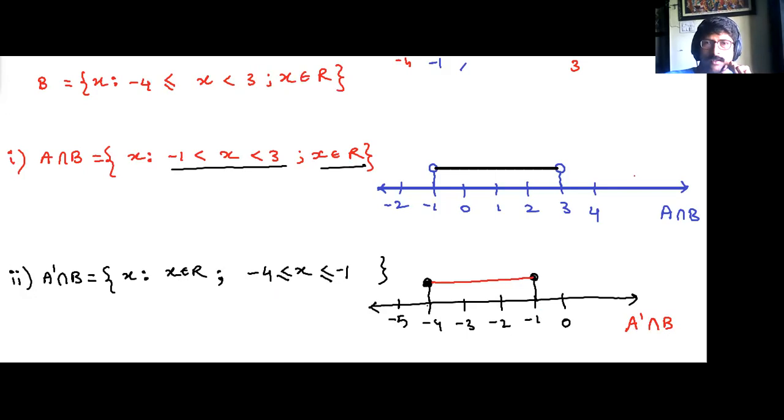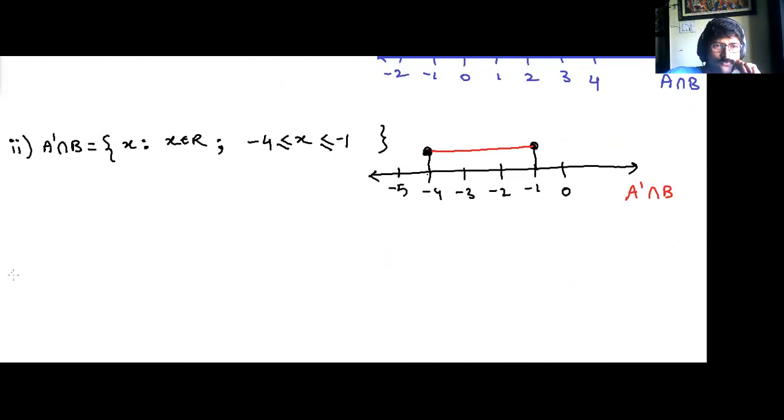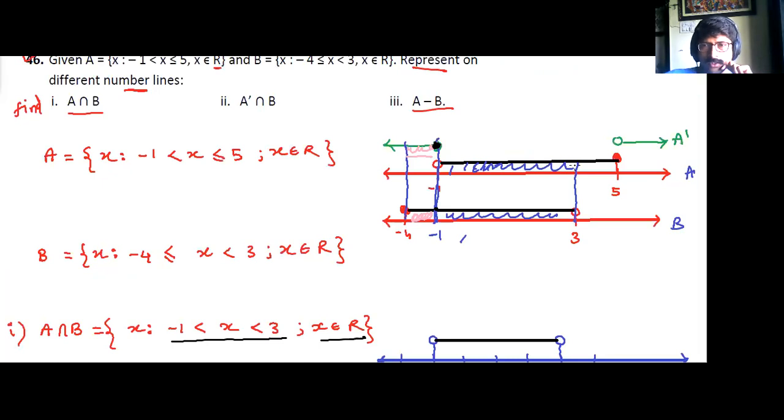Okay, now what is the third part of the sum? The third part of the sum is A minus B. So all I'm going to do is A minus B. Guys, it's very simple, it's really, really simple. So A minus B: from set A, remove the elements of B. So x belongs to real numbers, and if you are removing the elements of B from set A, how will it look?